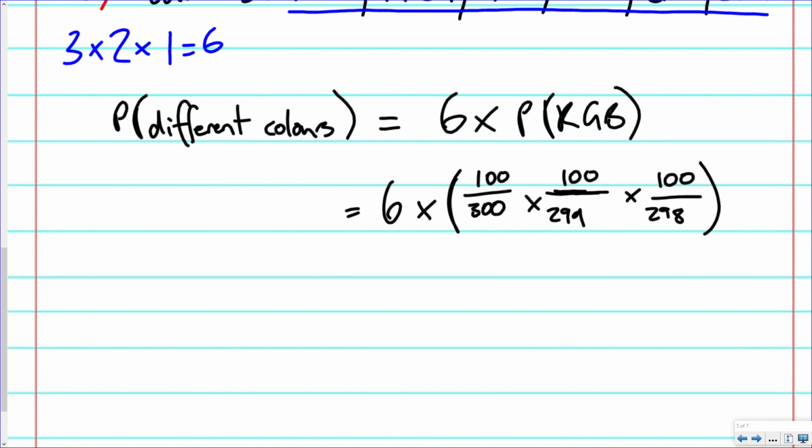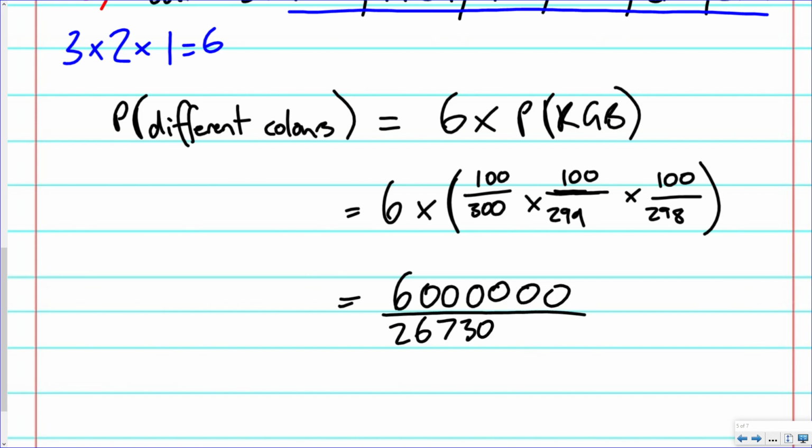And then when you put that into your calculator, simplify and all that kind of stuff, you'll get 6 with an extra 0, yep. So 6 million over 26,730,600. And that can probably simplify, but whatever. I mean, one thing you could simplify straight away is get rid of zeros. You can simplify that further, but whatever.